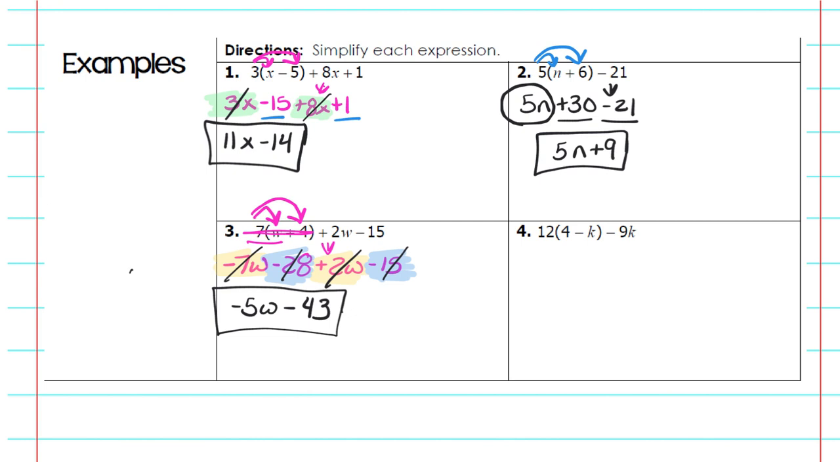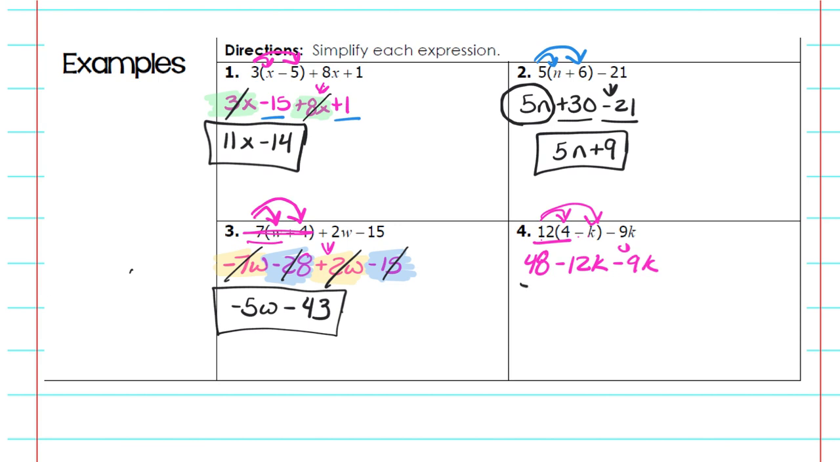Okay, last problem here. Let's distribute this because I have a number outside the parentheses, which, if you remember from when we went over distributing, means this number times everything in here. Since I don't know what k is, I have to distribute it out. So 12 times 4 gives me 48, and 12 times negative 1 is negative 12k. Then bring the rest of the information down, minus 9k.